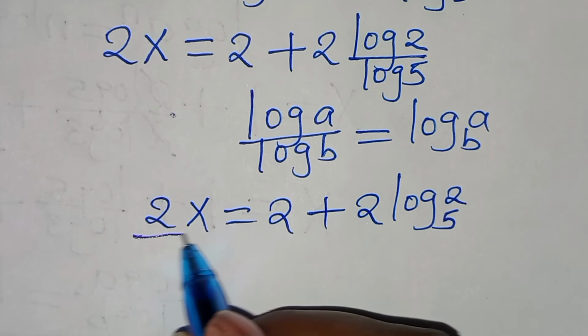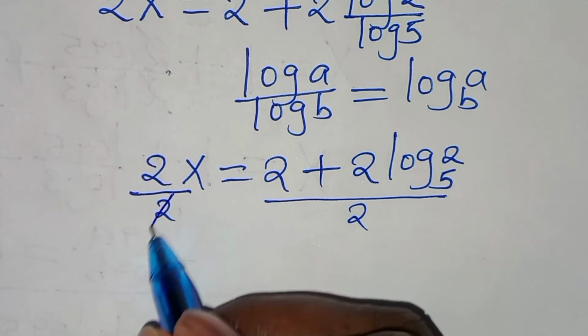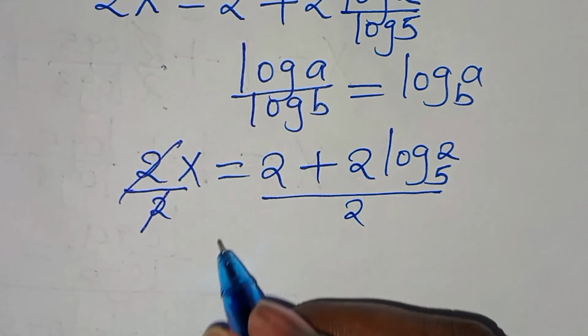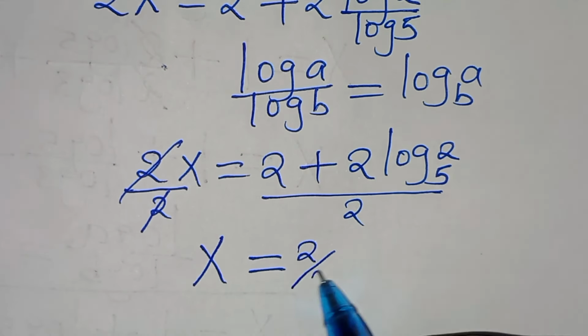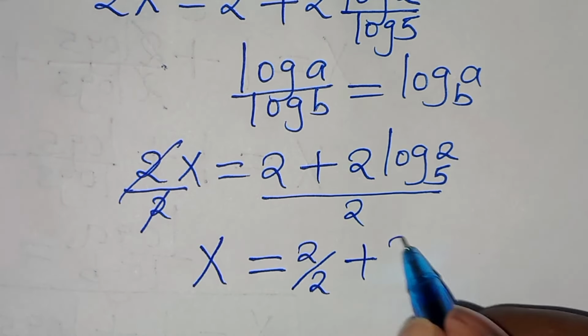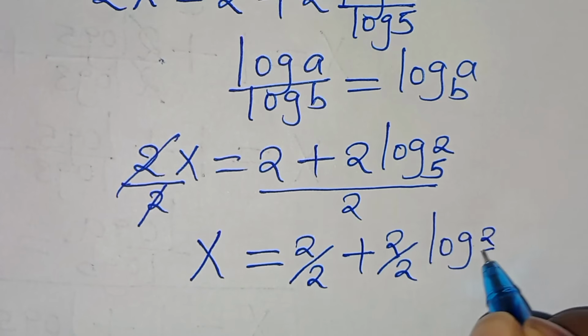Now, let's divide by 2 on both sides. So that now 2 and 2 here simplifies. So we have x is equal to, this is 2 over 2, then plus 2 over 2 log 2 to base 5.